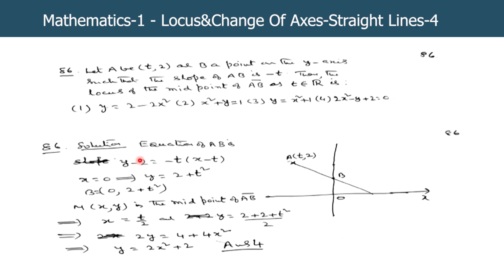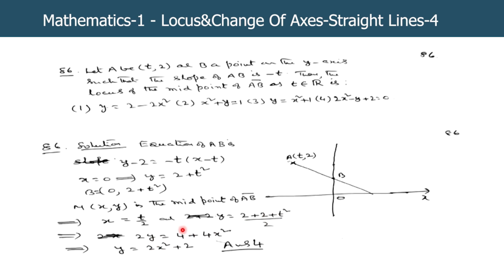So the equation of the line AB is y - 2 = -t(x - t). Now x = 0 implies y = 2 + t². So B is (0, 2 + t²). So if (x, y) is the midpoint of AB, then x = t/2 and y = (2 + t²)/2.